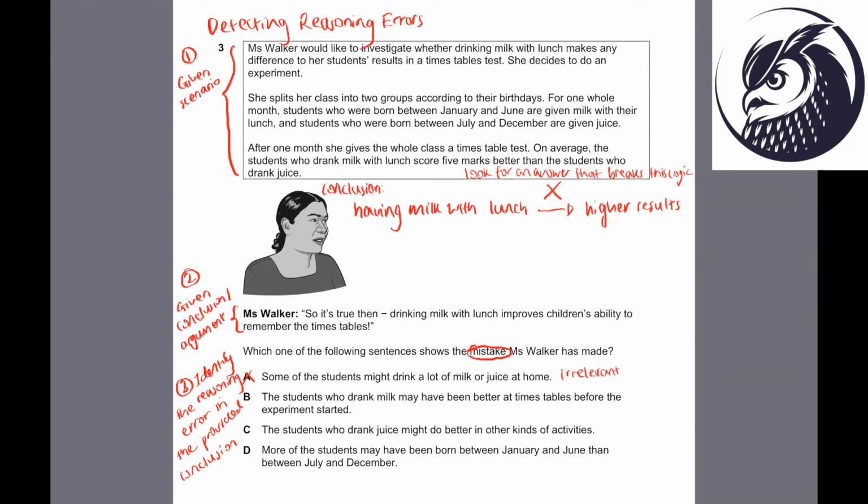Now let's look at option B. B says the students who drank milk might have been better at times tables before the experiment even started. Now that is a pretty good option because it suggests that the higher results the students got are not to do with drinking milk, it's because they were smarter to begin with. Okay, so let's say students were smarter to begin with.